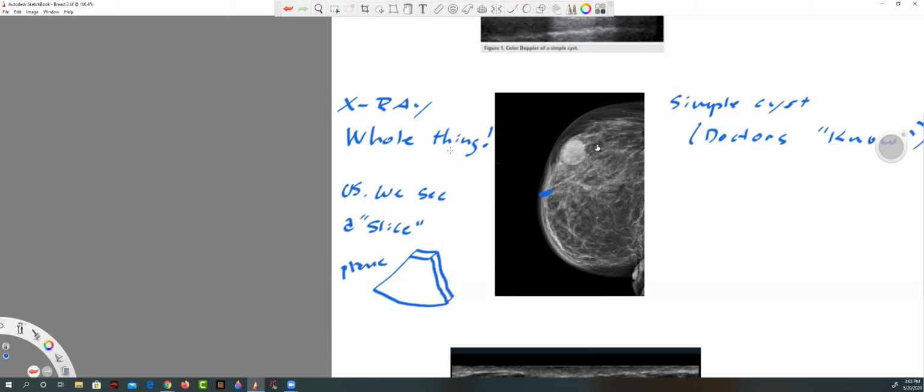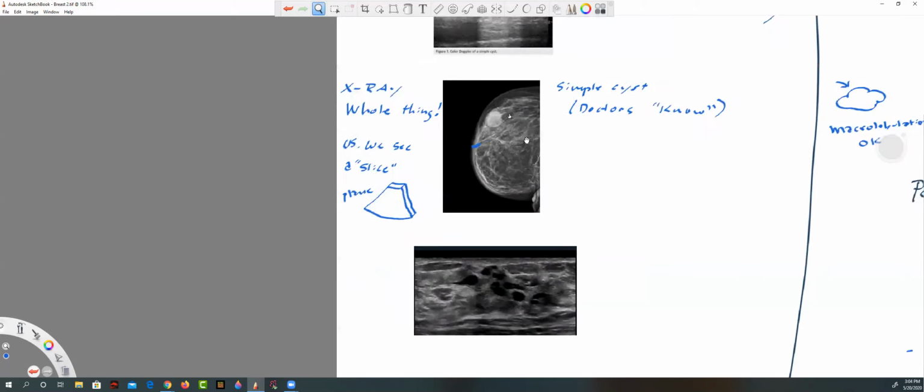Because like I said, with X-ray, from one image we don't know where this is. All we know is it's in the top half of the breast. Upper outer, upper inner, we don't know. Okay, I've said my piece. Let's keep moving.